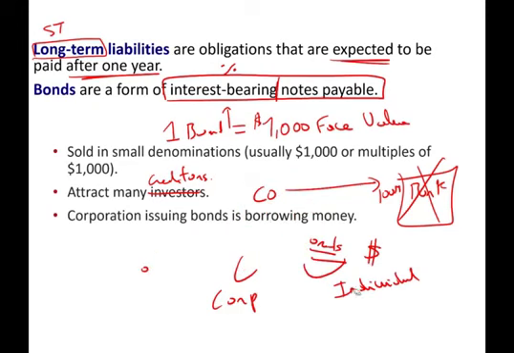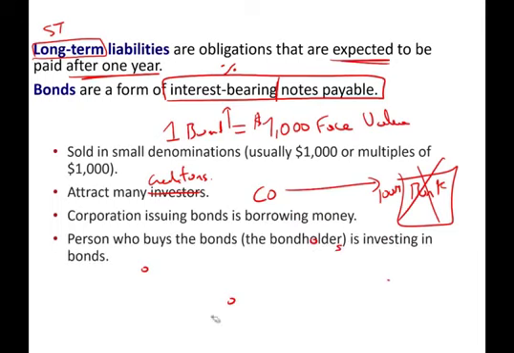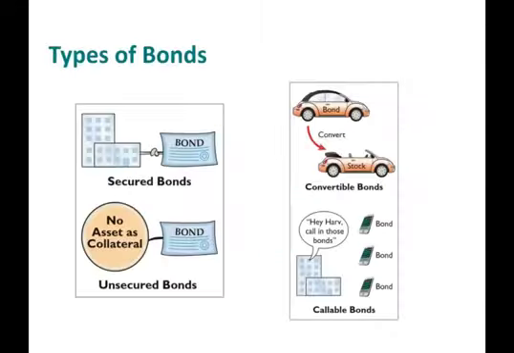Why don't they go to the bank? Sometimes the bank doesn't want to lend them the money. It's a large amount. The person who buys the bond is called the bondholder, who is investing in the bonds. I like to call them creditors. They're not really investors, but if they insist on the word investors, that's fine, but they're really creditors.